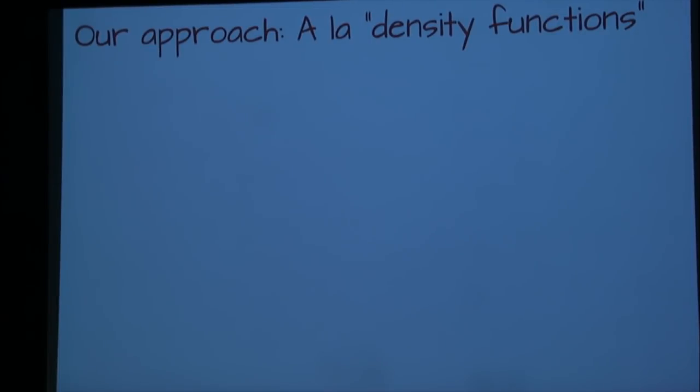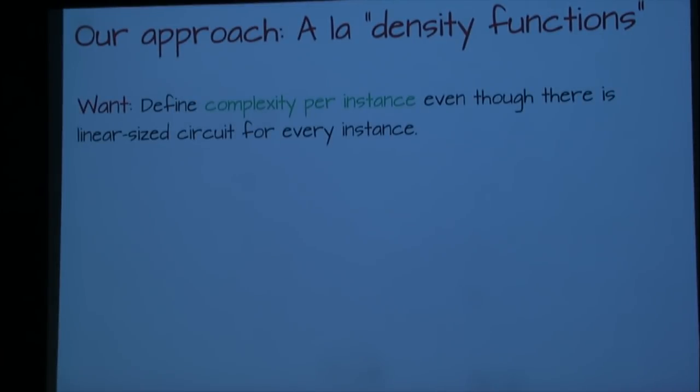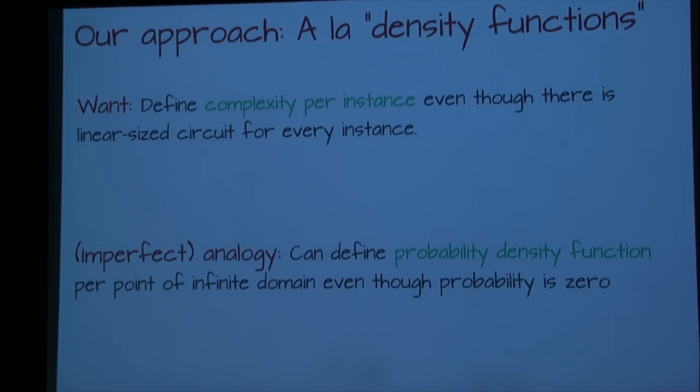So how do we try to fight it? The approach I'd like to propose for defining instance-based complexity is a little bit like how we define probability for infinite spaces, like using density functions. So we want to define complexity per instance, even though for every particular instance there is a linear size circuit. This is not a great analogy, but it's some analogy. It's like we want to define a probability density function for a point in the unit interval or in the space R, even though the probability of this point is 0.